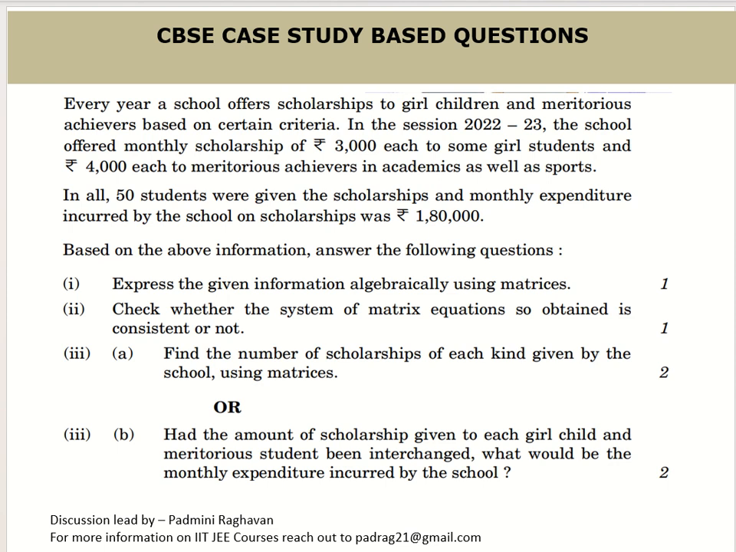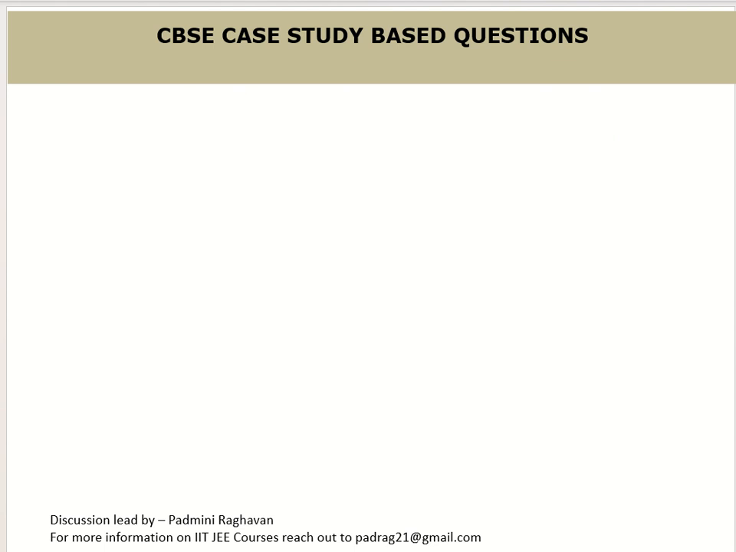Based on the above information, answer the following questions. Express the given information algebraically using matrices. So they have already told us that this question is based on matrices. So what is the first statement? Let the number of scholarships for the girls be x. What does this mean? Those who are in need, or to help them pay the fees.